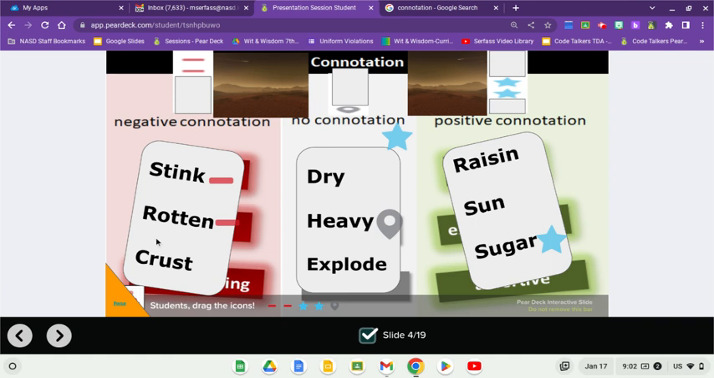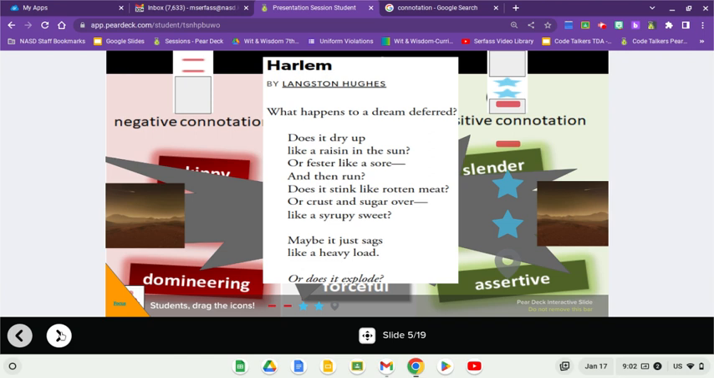Excellent work. So now let's try it with the whole poem put together. This is called Harlem by Langston Hughes, and it inspired the play A Raisin in the Sun. Harlem by Langston Hughes.